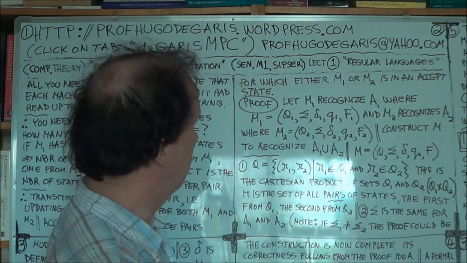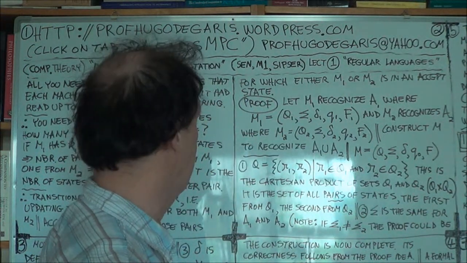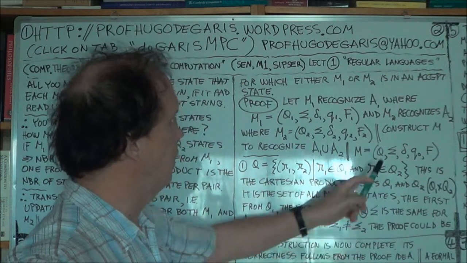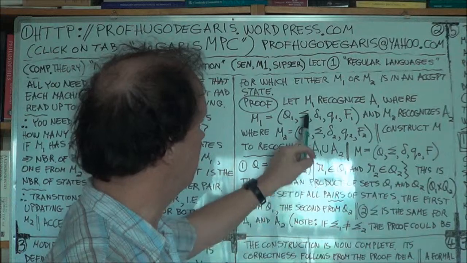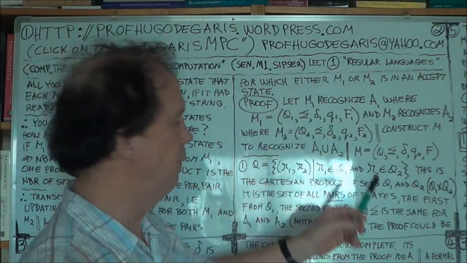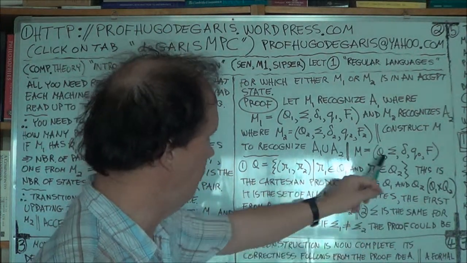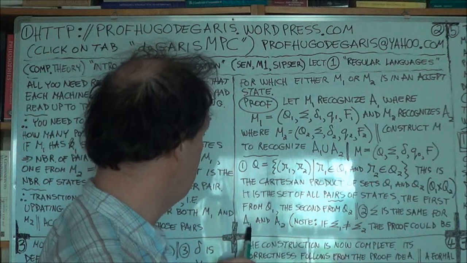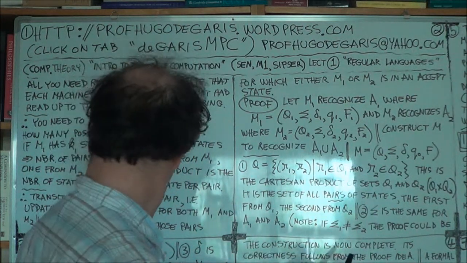Now the second one is fairly simple. The alphabets are just the same. We'll just specify that the alphabet of machine M will be the same alphabet as these two, and these two are the same. So we've got three alphabets, all the same. So the alphabet for machine M is just the same as the alphabet for A1 and A2.